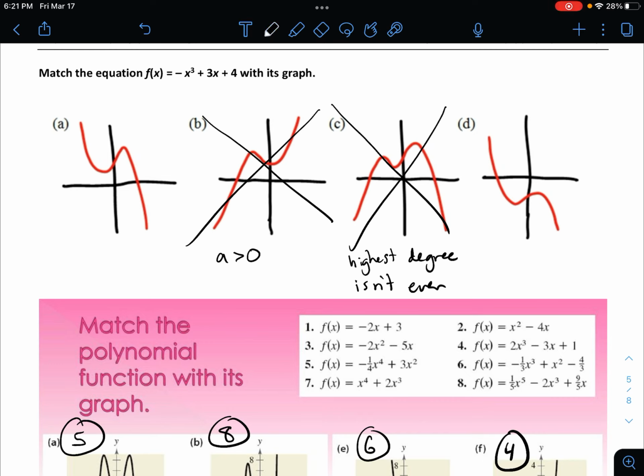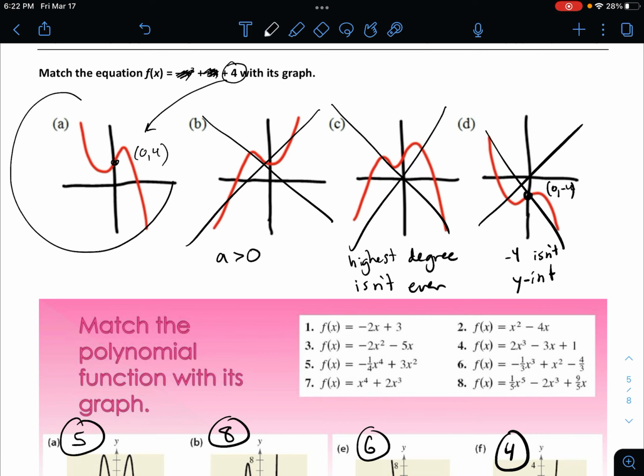And then lastly, I know that at letter D, my y-intercept is -4, but for letter A, my y-intercept is +4. Well, if I plug in a 0 for x, 0 plus 0 would just give me 4. So I know that graph A has to be the correct graph because -4 is not the y-intercept. All right, so that leaves answer choice A.